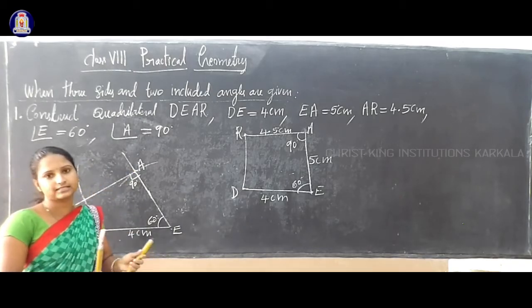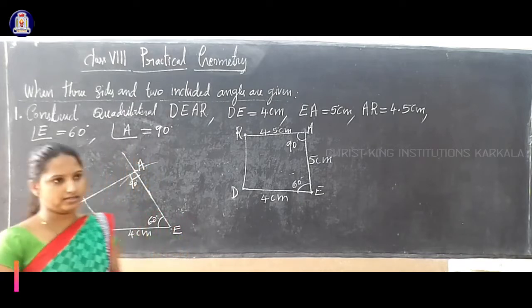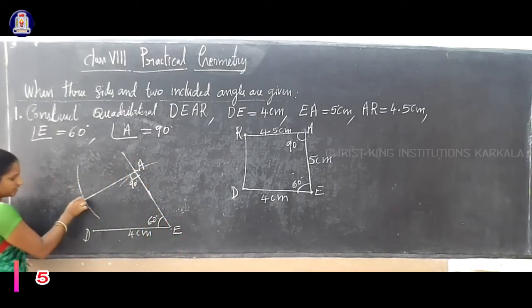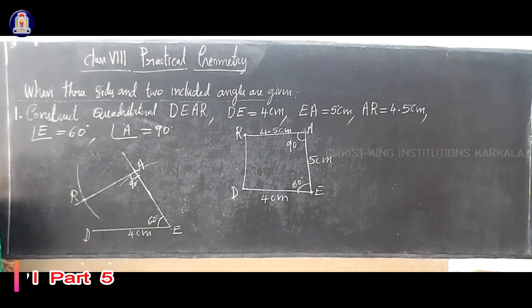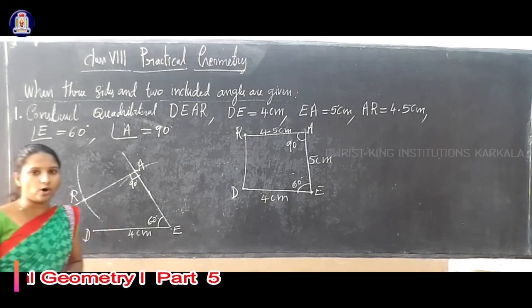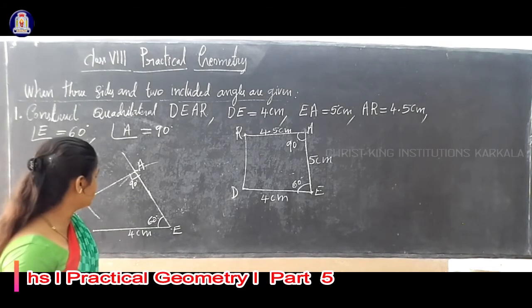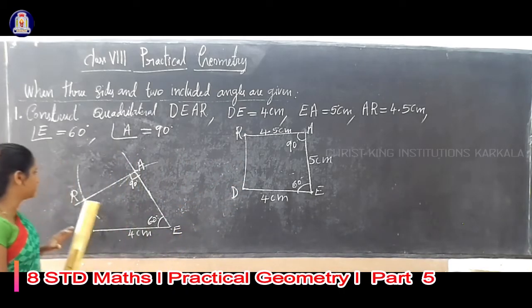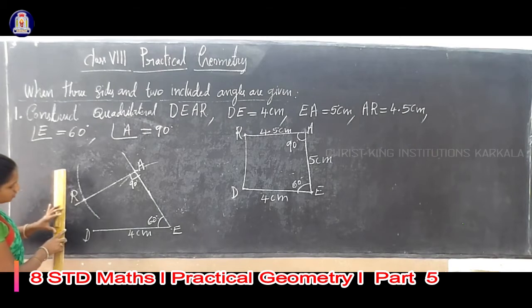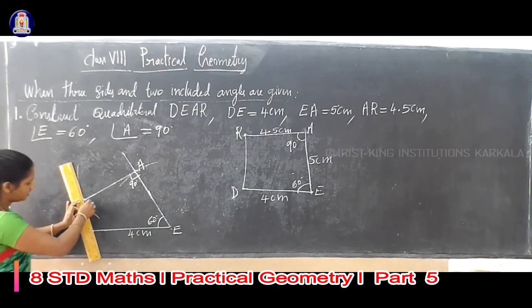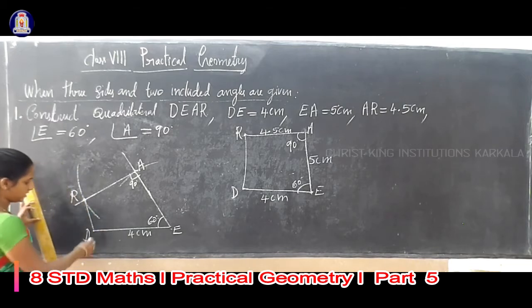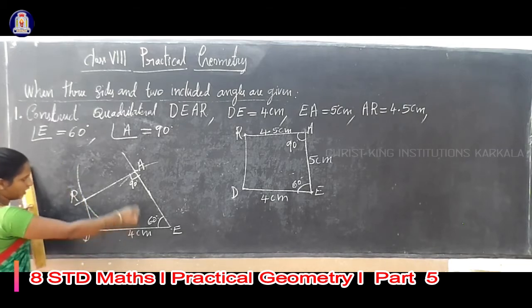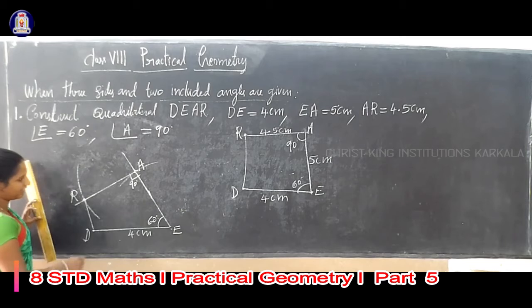That point is R. See the rough diagram. Is it correct? Yes, this is R. So next what we have to do? We have to join D and R. Correct? We have to join these points. Which points? D and R. So if you join this, you will get the shape of quadrilateral DEAR.